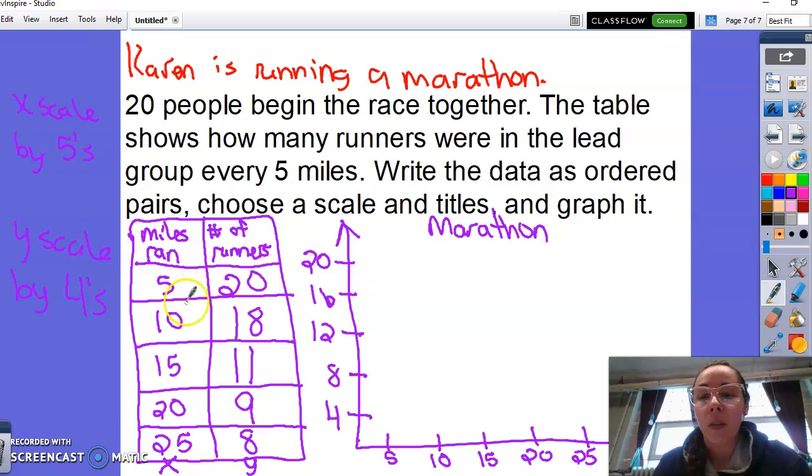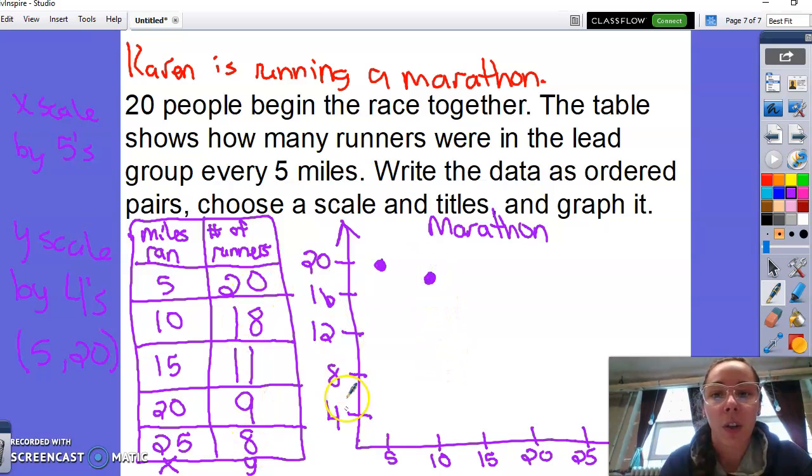Here I have my first point. This is my X, this is my Y. So I would write an ordered pair of 5, 20. Okay, so when I'm graphing, run before you jump. Out 5, up 20. This is point 1. Go ahead and graph the rest of these. Write your ordered pairs on the side somewhere, but graph the rest of these. You'll have to kind of guess a little bit because we don't have all of our numbers over here. You'll just have to put them in where they go, or about where they go.